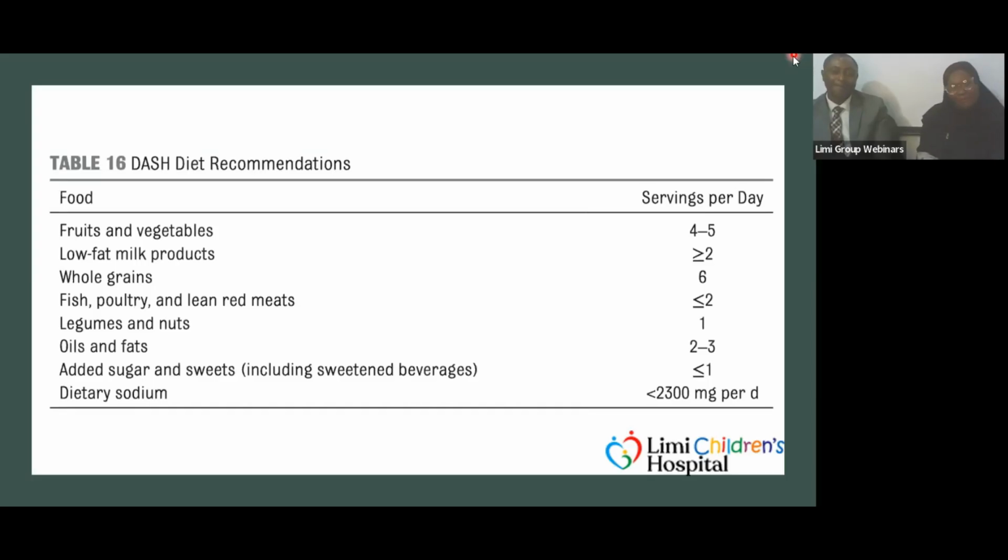So ask yourself, does this make sense? That's the size that should be taken, and that is per day.